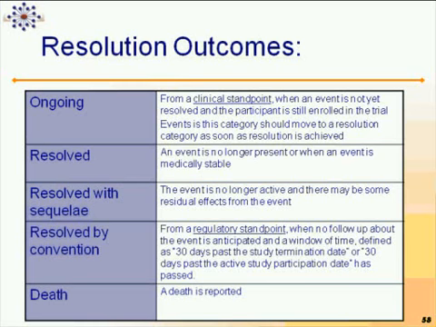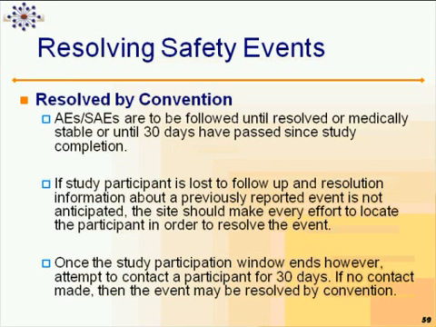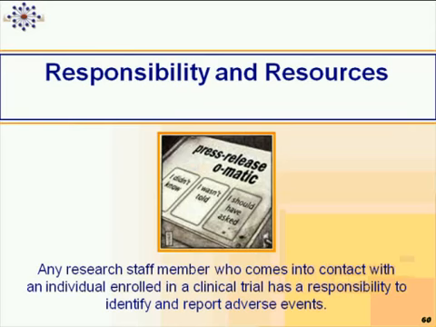So we follow AEs and SAEs until they're resolved, medically stable, or at least until 30 days have passed since their study completion date, since that last window. If a participant is lost to follow-up and resolution is not anticipated, then you should make every effort to locate them and resolve the event. That's doing due diligence. But once the study participation window ends and you still can't contact them, you can resolve by convention. It's a confusing concept, but you're always welcome to ask us questions about it if you have any questions.